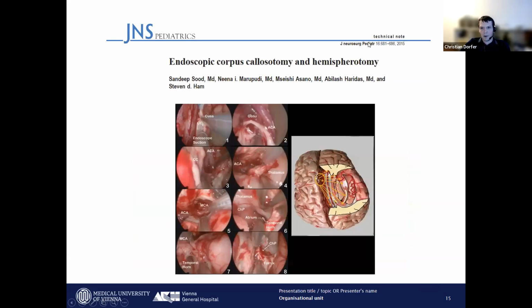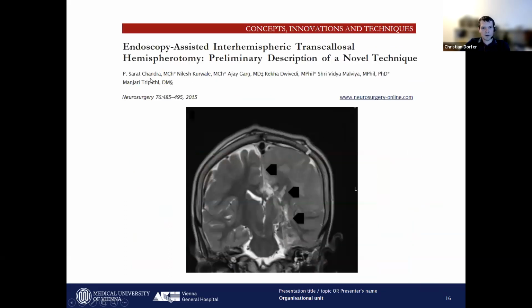And then endoscopic approaches were suggested, as here from Sandeep Sood, to be somewhat minimally invasive, and also here from Sarah Chanda, an endoscopic assisted interhemispheric, again, transcallosal vertical hemispherotomy approach. The minimally invasive part we can discuss. Again, you see a craniotomy the same size as for the microscopic approach, but open to discussion.